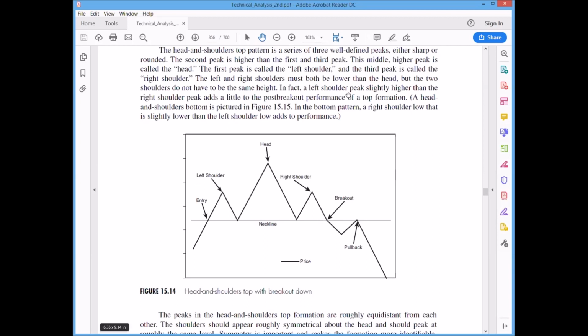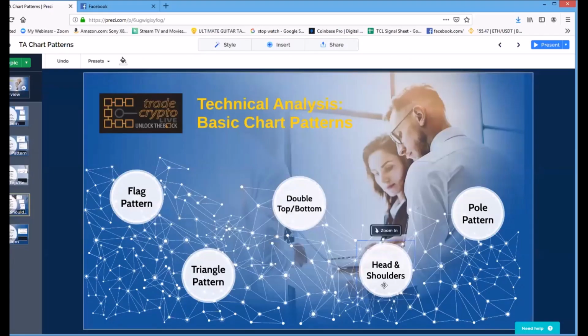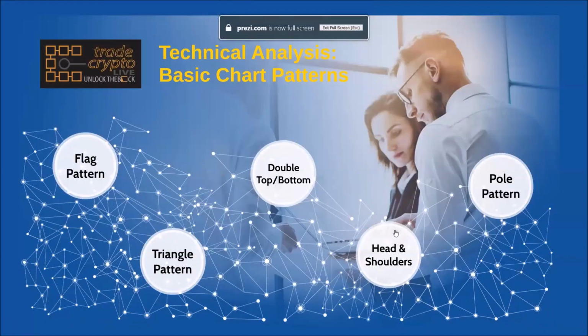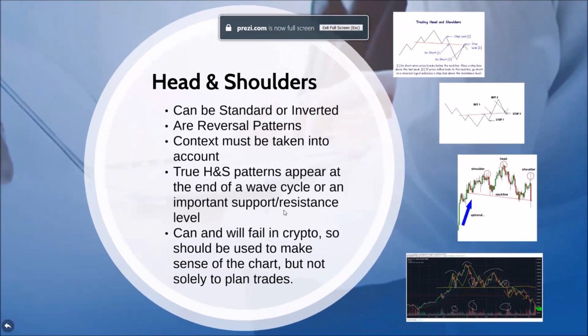There's more I could read, but I want to keep it moving because I know I'm taking up a lot of time myself. So let's just take a look at what I've got gathered here. Head and shoulders can be standard or inverted. They are reversal patterns. The context must be taken into account. True head and shoulders patterns appear at the end of a wave cycle or an important support and resistance level. And they can and will fail in crypto, often during consolidations, as mentioned by Kirkpatrick.